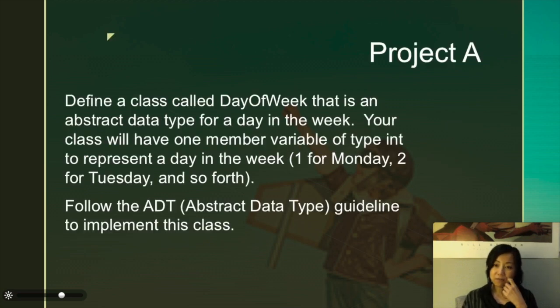So in the first part of the lab, you will define a class called DayOfWeek, which represents a day in the week. It's going to have to be an abstract data type, which has three requirements. If you don't remember, I will remind you now. They are that all the member variables are private, and all the helper functions are private.